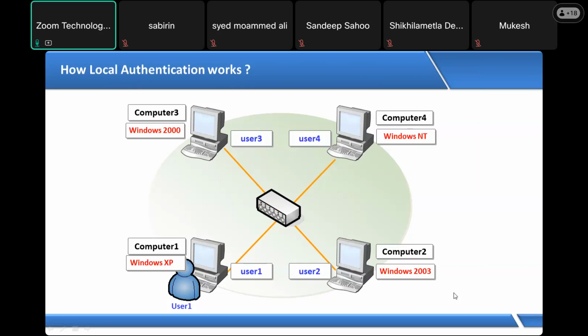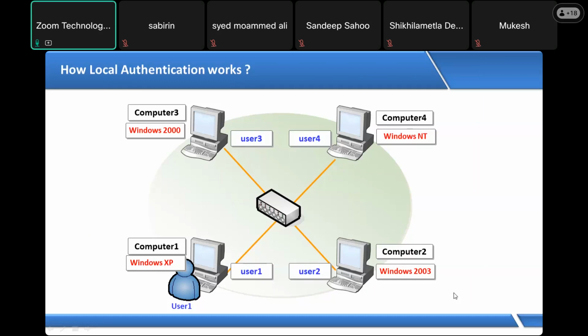No organization uses the workgroup model. So what is the biggest drawback in the workgroup model? Everything has to be done in every machine. Can we overcome this problem? Yes, we can overcome it. How? By using the domain model. Whatever drawback is there in the workgroup model, we can overcome by using the domain model.